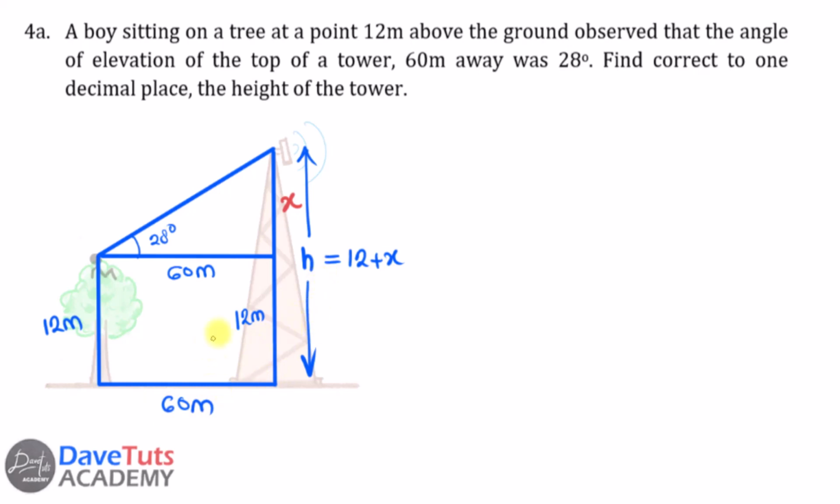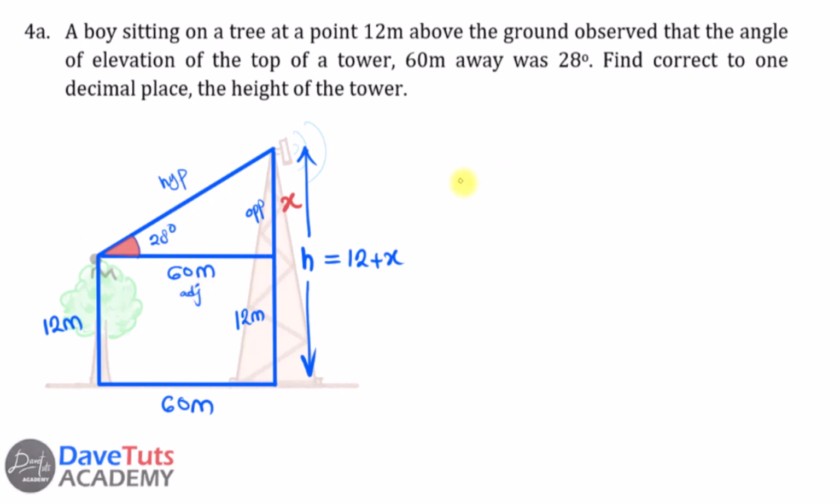So inherently we are seeing that for this question we have 12 meters, but we need to find x, and the addition of 12 and x will give us the height of the tower. So if we can solve that, we'll get this done and dusted. Already considering angle 28 degrees, we will see that the side facing 28 is this x, so that is inherently the opposite. This is the hypotenuse, and this 60 is the adjacent.